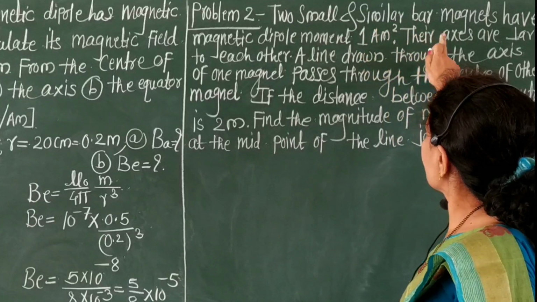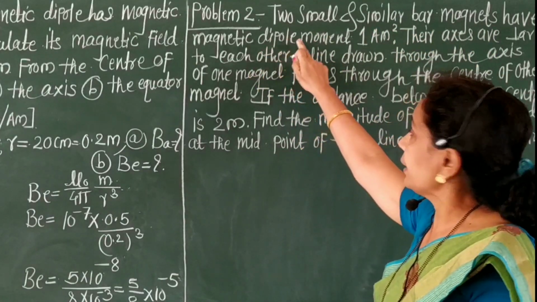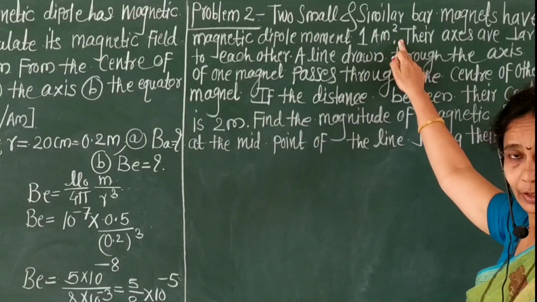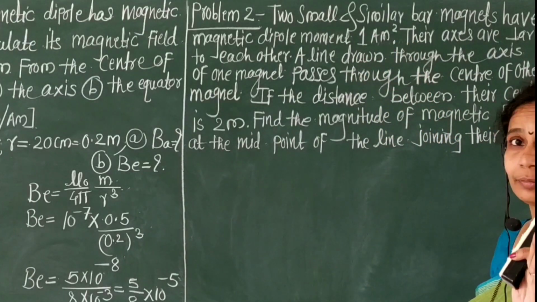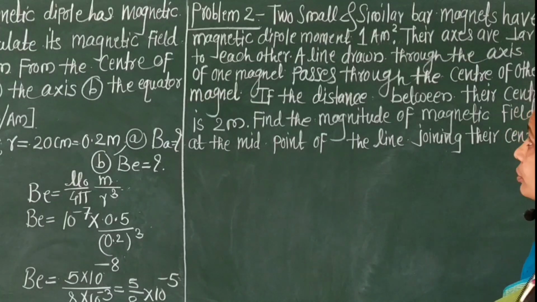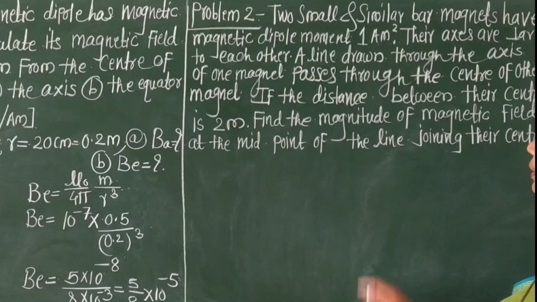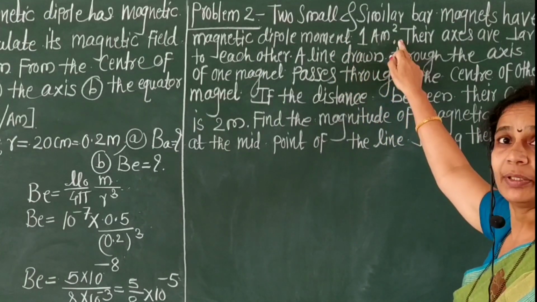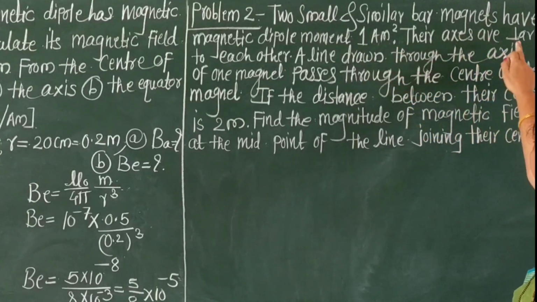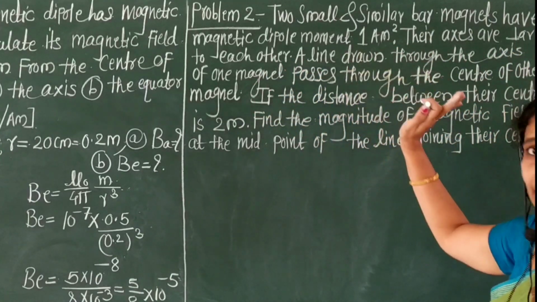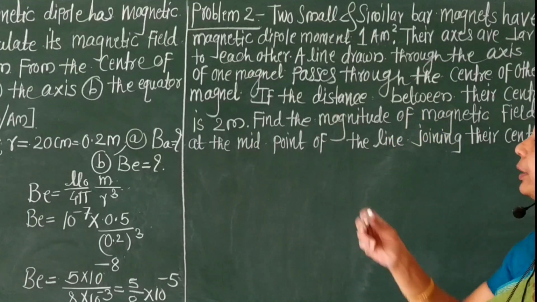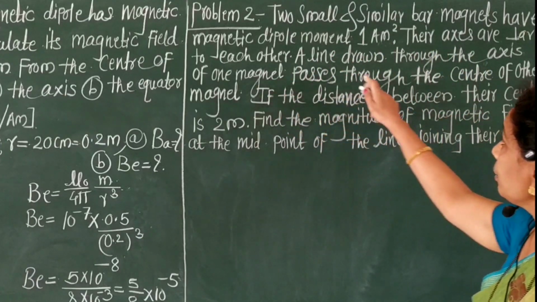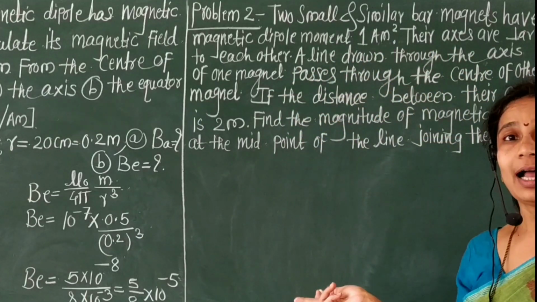Two small and similar bar magnets have magnetic dipole moment 1 ampere meter square. We have given here the two bar magnets, and of course these two bar magnets are small and similar. Its magnetic dipole moment is 1 ampere meter square. Okay, their axes are perpendicular to each other. दोघांचे ॲक्सिस एकमेकांना परपेंडिक्युलर आहे. A line drawn through the axis of one magnet passes through the center of the other magnet.